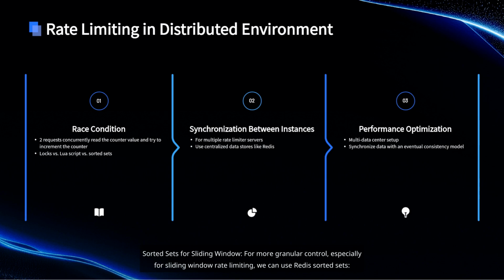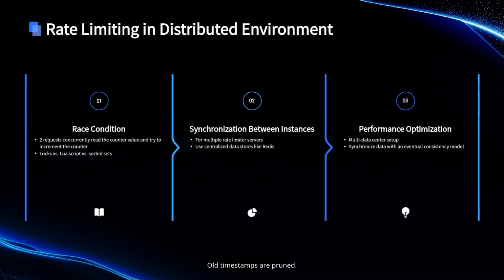Sorted sets for sliding window. For more granular control, especially for sliding window rate limiting, we can use Redis sorted sets. Each request timestamp is added as a member. Old timestamps are pruned. Count of valid entries determines allowance.